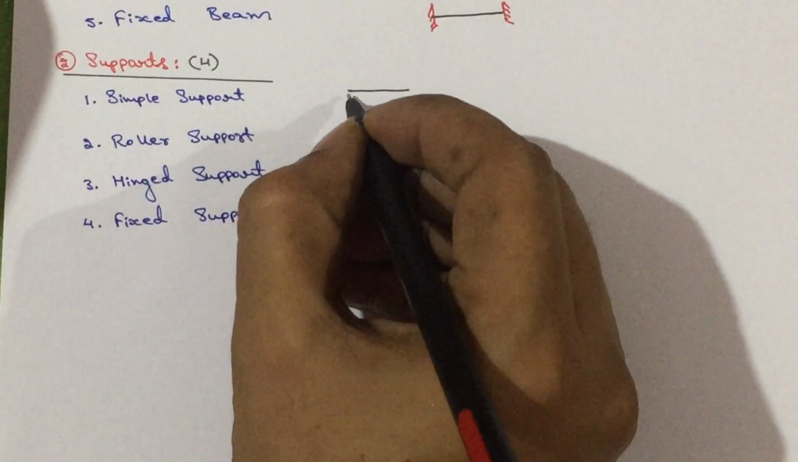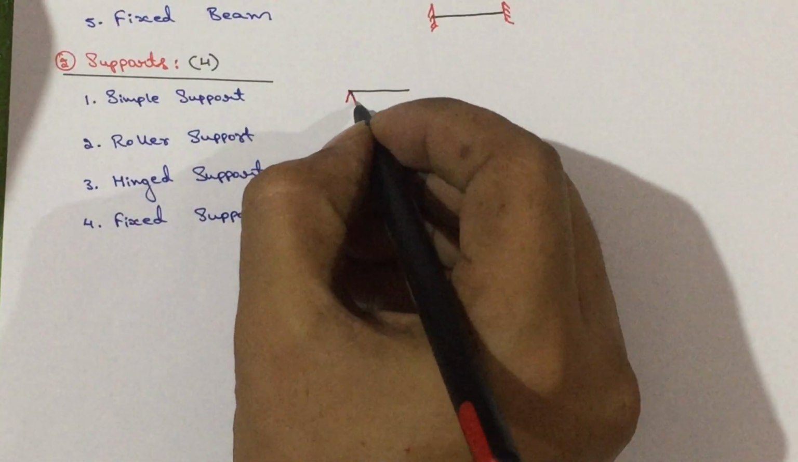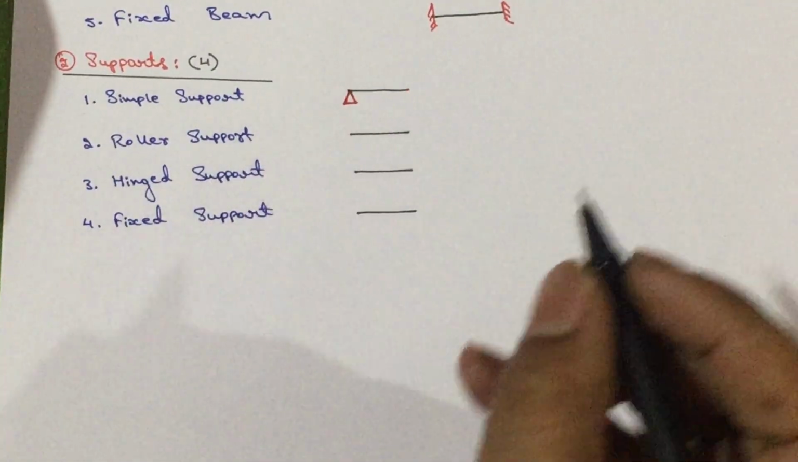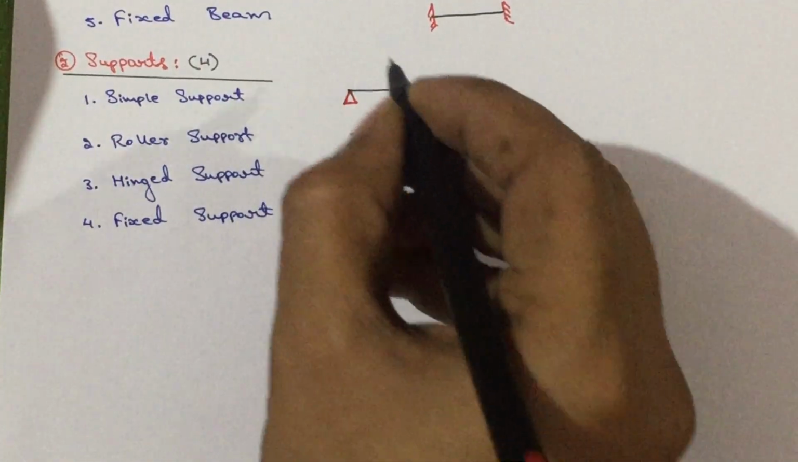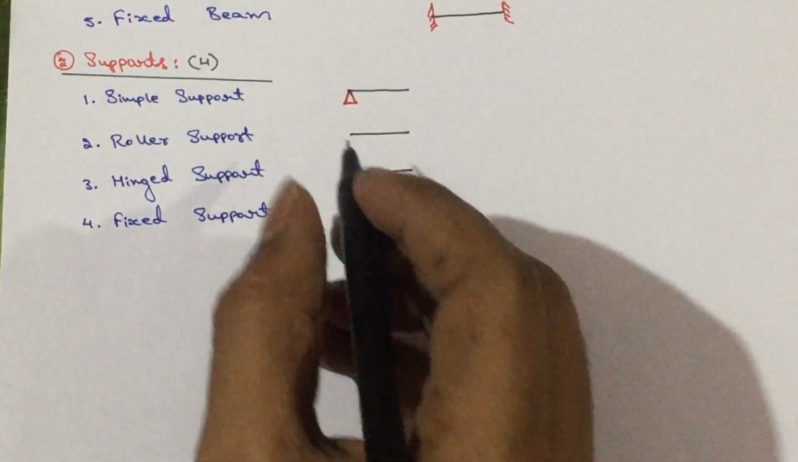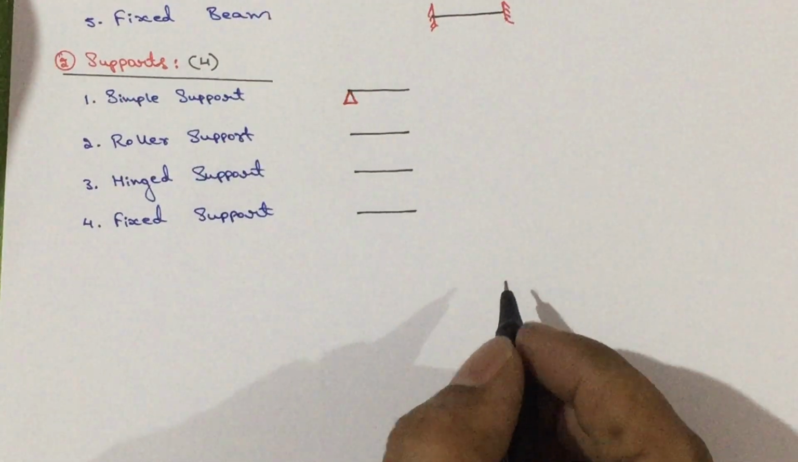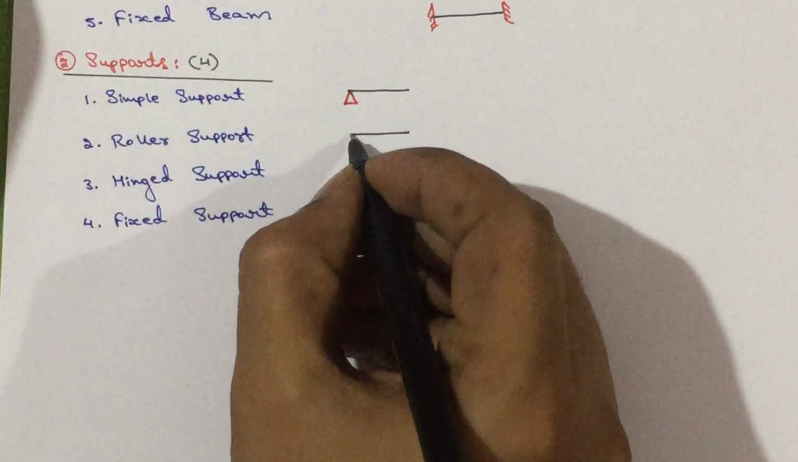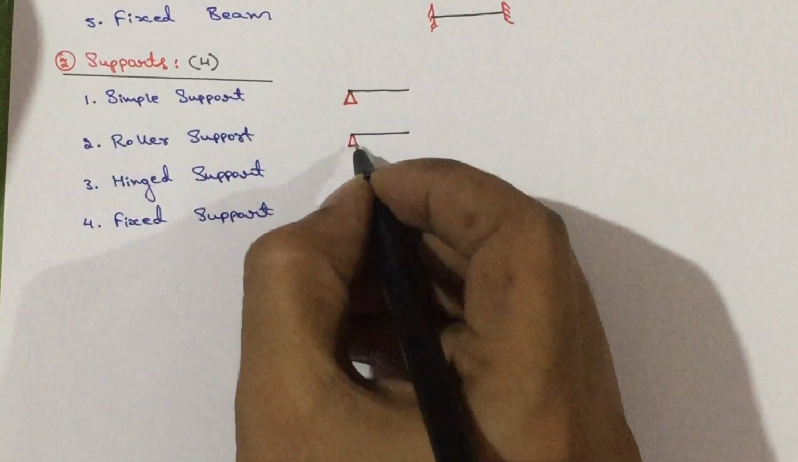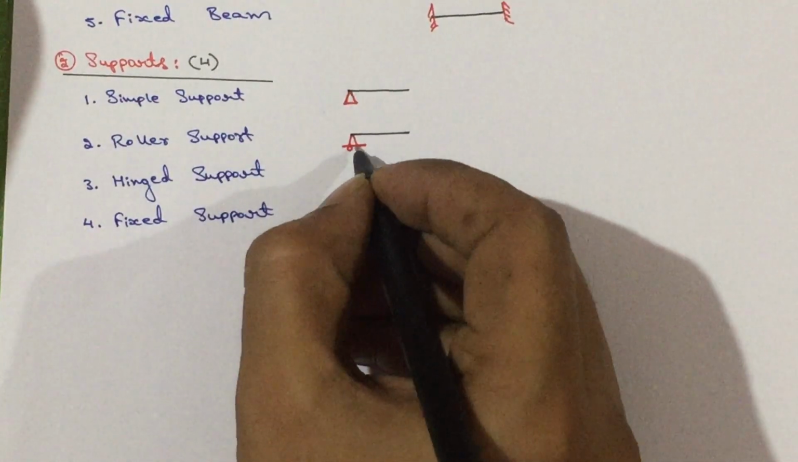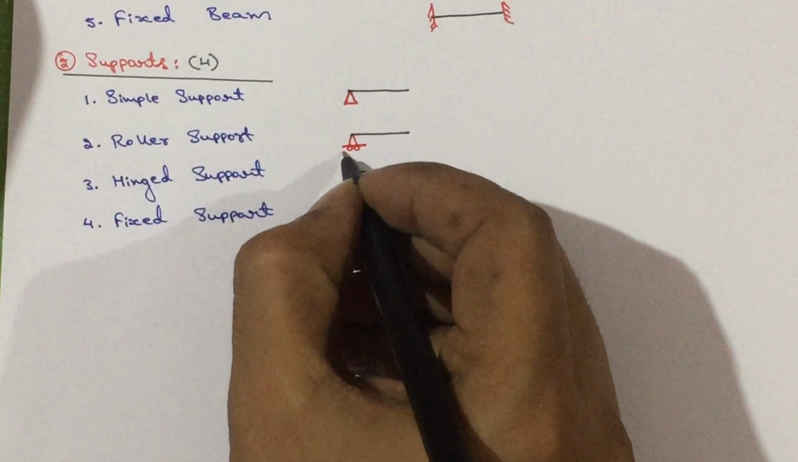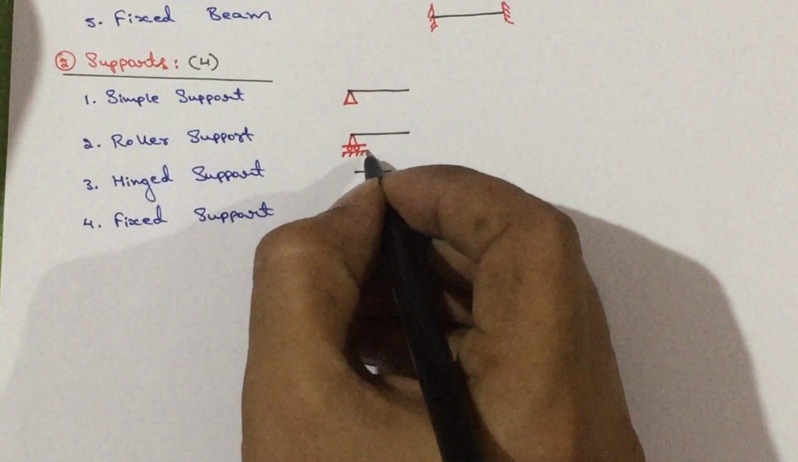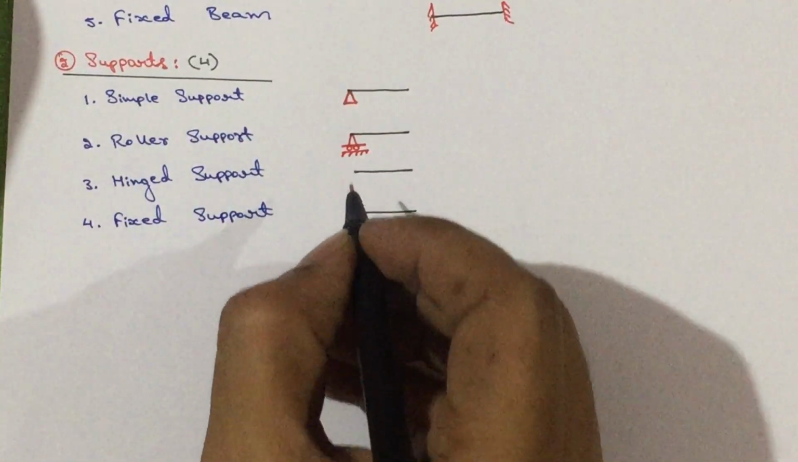Simple support, either we can write one simple triangle or one simple rectangle or a single line. That will be the indication of simple support. Then roller support, a triangle, then below that some rollers, that is balls, then shaded line. This will be the roller support.